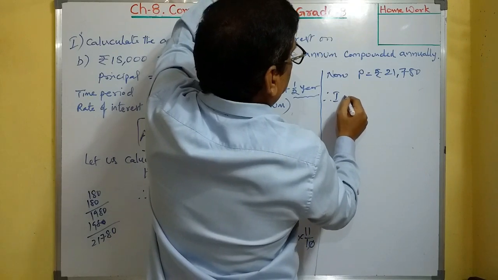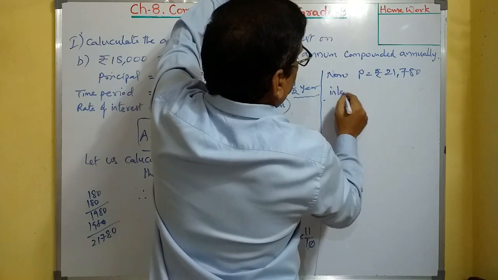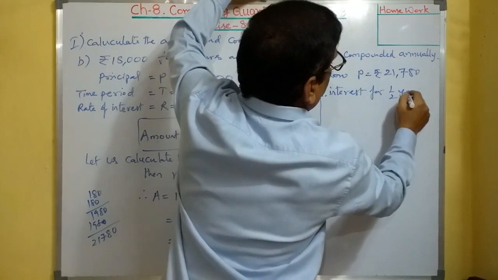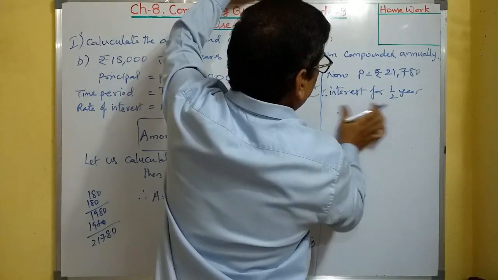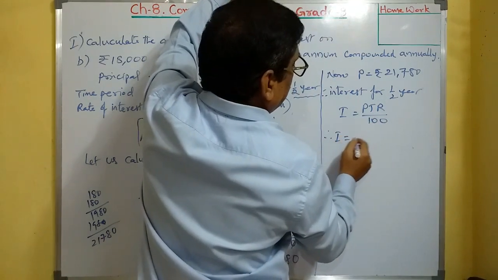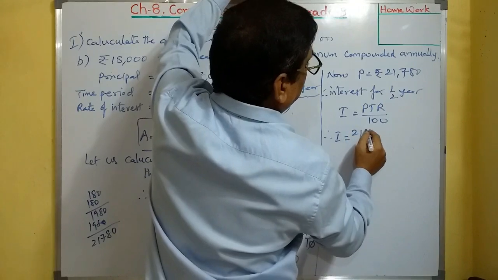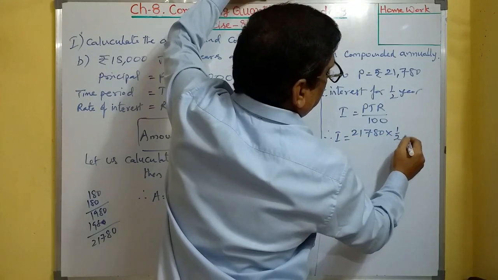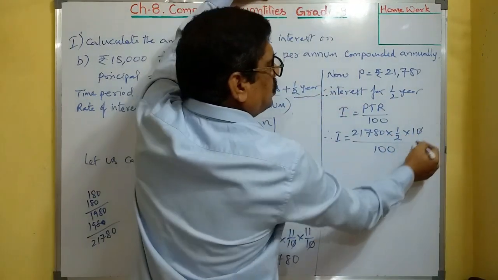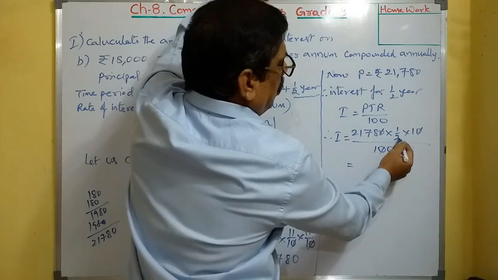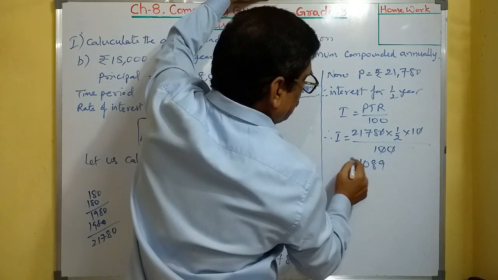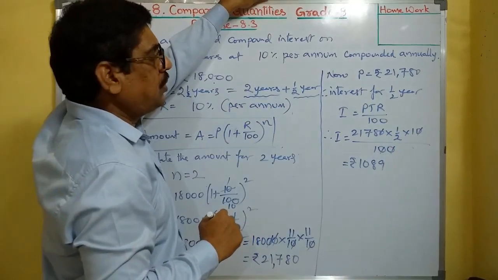Therefore, I is equal to the interest for half year. I is equal to PTR by 100. So this formula we have to use. Therefore, I is equal to P 21,780 into T, time period half year, and rate of interest 10% by 100. Now let us cancel the zeros. Now divided by 2. 2 times 20, 2 8 16, 2 9. So this is the interest to be paid for half year.